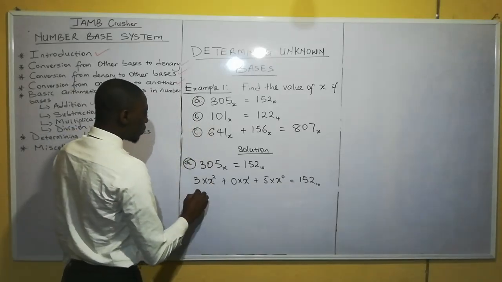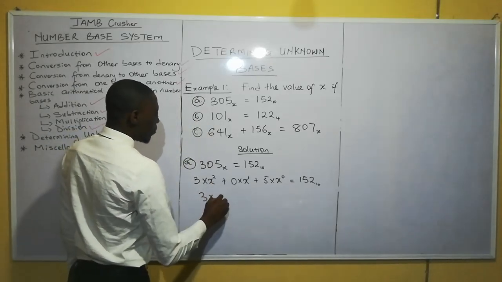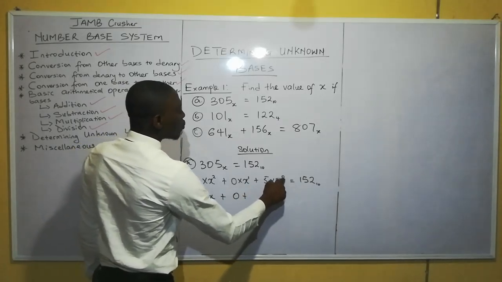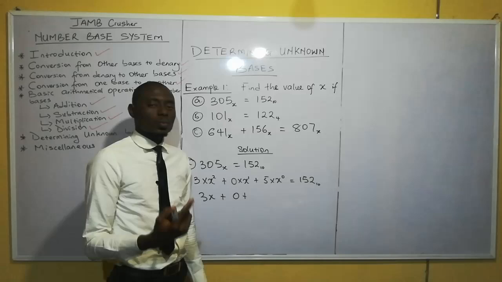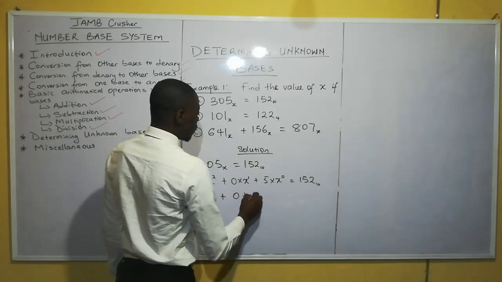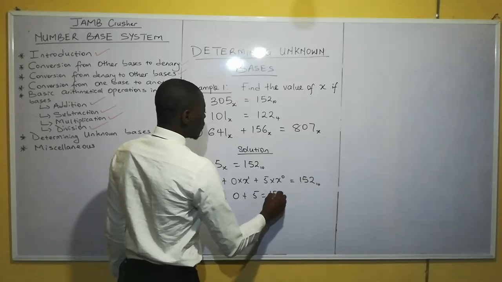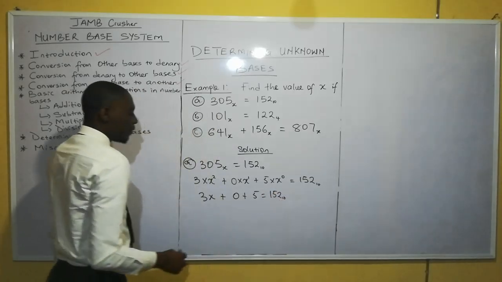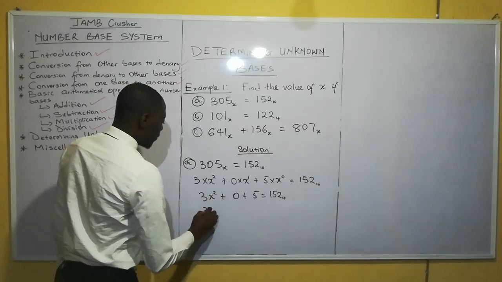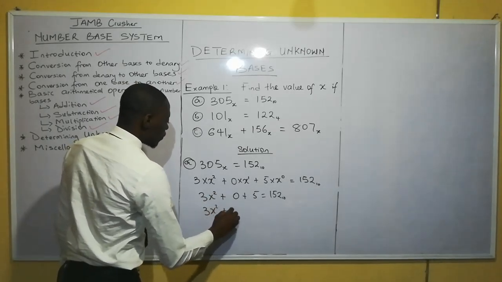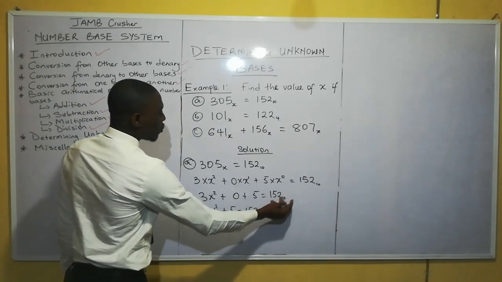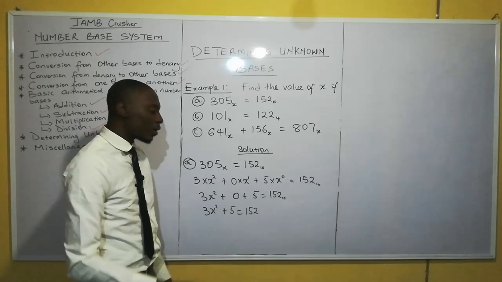Now 3 times x squared is 3x squared, plus 0 times x is still 0, plus 5 times x raised to the power 0. x raised to the power 0 is 1, because anything raised to the power 0 is 1. So 5 times 1 is 5, and that is equal to 152 in base 10. 0 plus 5 is 5. So I have 3x squared plus 5 is equal to 152. I don't need to write base 10. Base 10 is the normal way of counting.